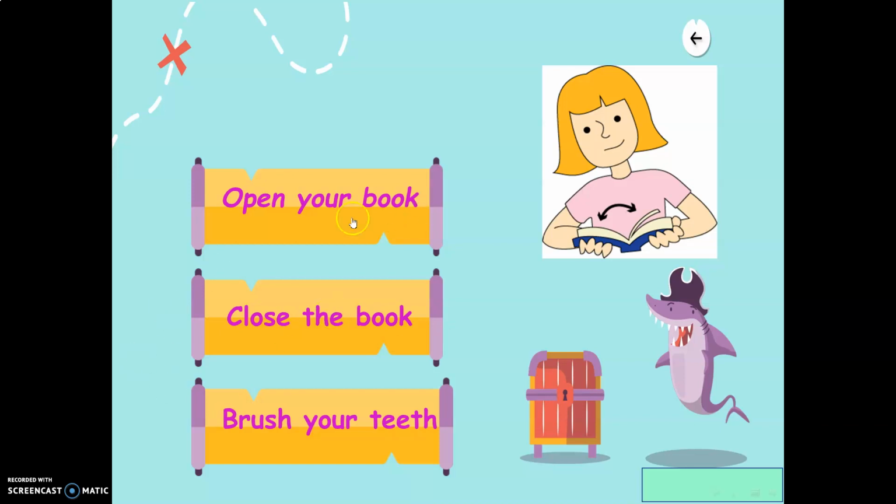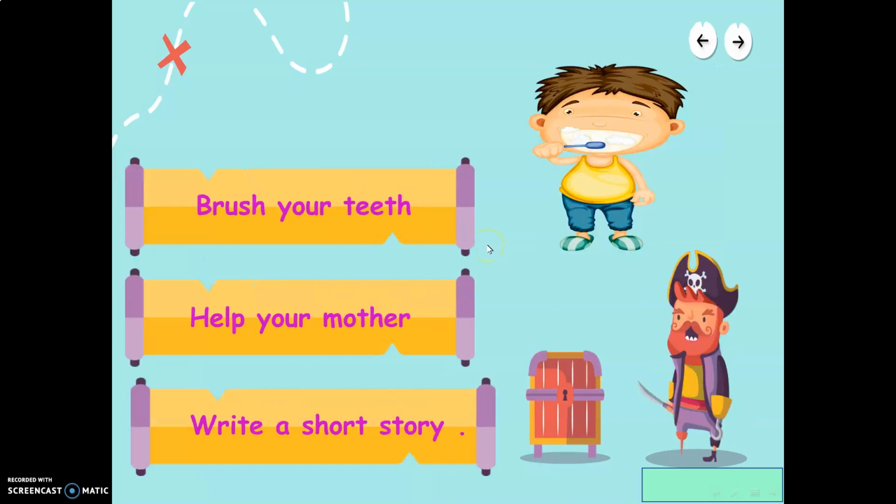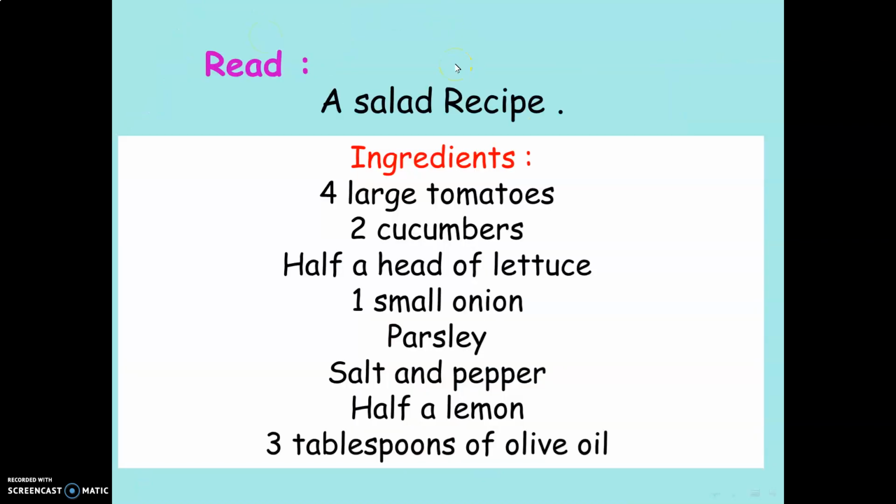Okay, now I need you to tell me what's the right sentence, girls. Here we have open your book, close the book, brush your teeth. Of course, the right answer is, what about here? Brush your teeth, help your mother, write a short story. Of course, the right answer is brush your teeth. Brush your teeth, okay?